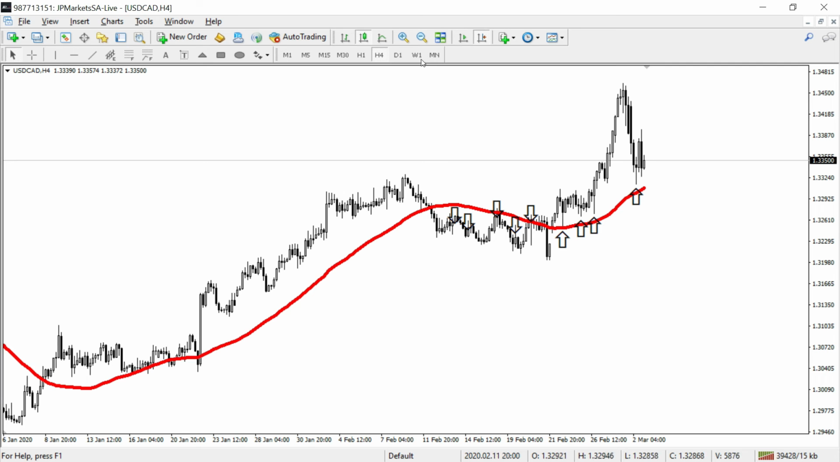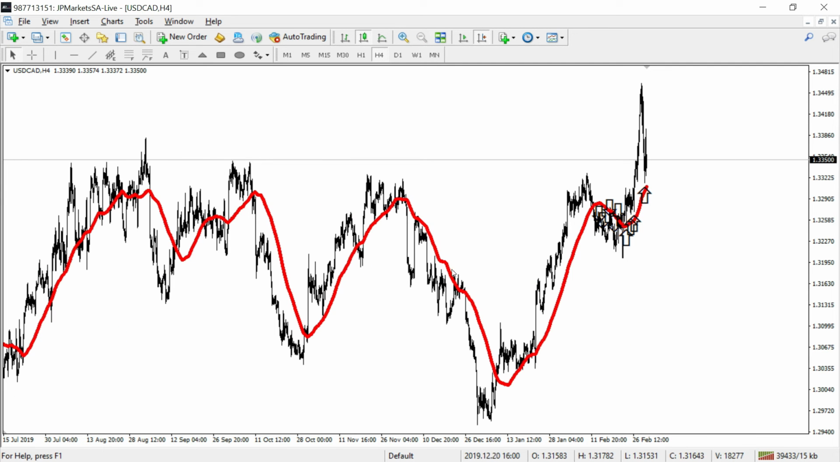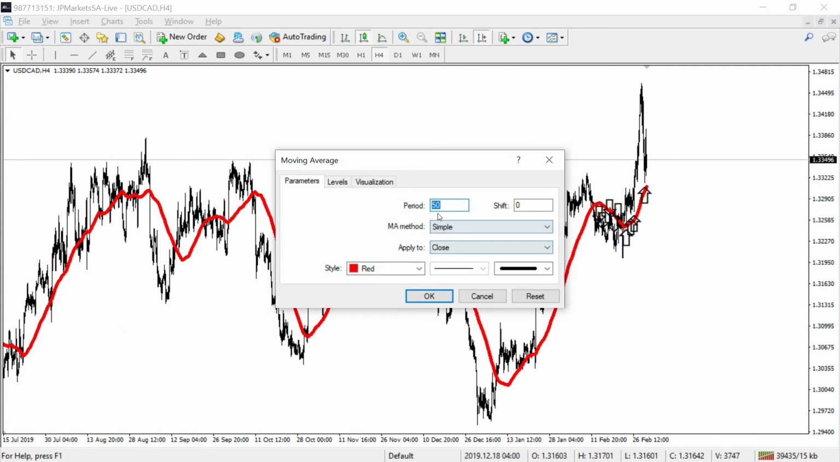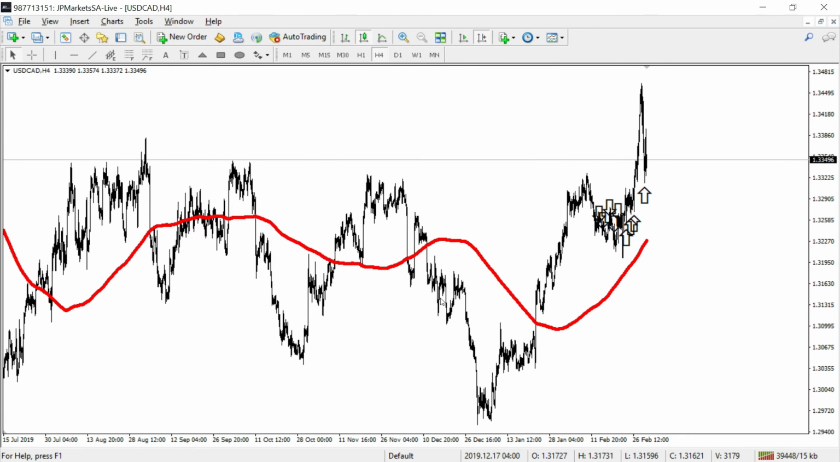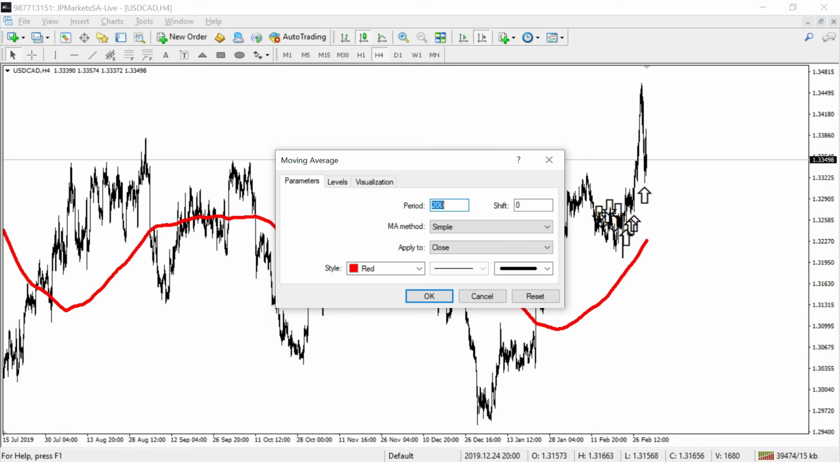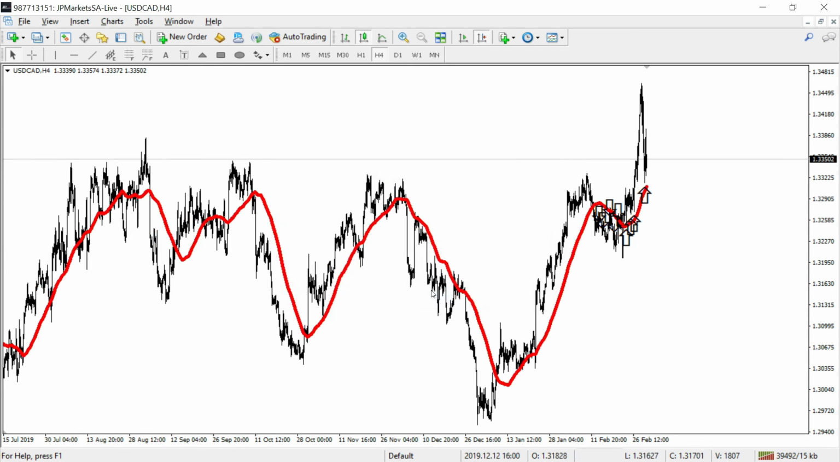And obviously, let's zoom out again. If we increase this number further, let's say to 200, it'll become much smoother because now it's taking 200 candles into consideration. So that's what will happen. Let's go back to the 50 and leave that in red.